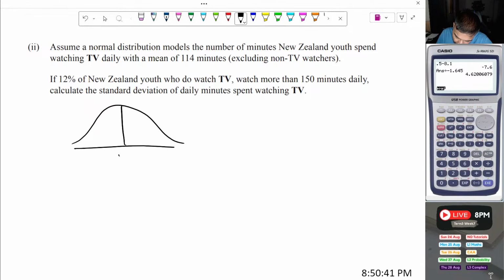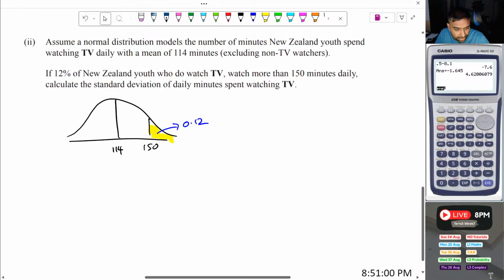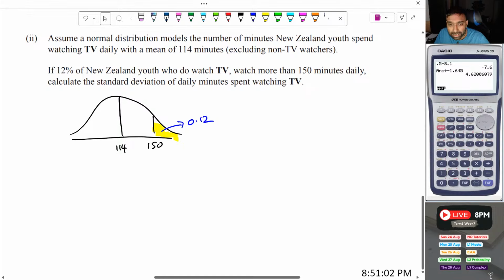Mean of 114. Now it says 12% of New Zealand youths who do not watch TV watch more than 150. So 150 is going to be here, and 12% is going to be here. So that's going to be 0.12 right there. Oh no, you're slowing down. So the usual steps, find the Z value first. So we're going to work out what the Z value is.